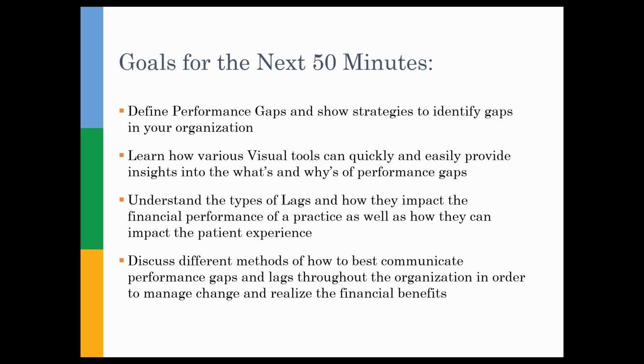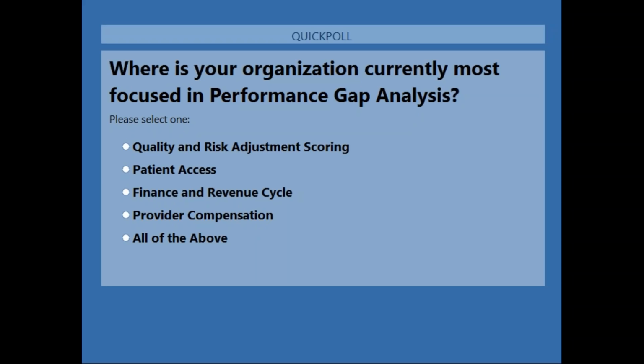So before we dig into the webinar, we'd like to take a quick survey of those of you who are joining us today. So if you could just pull up this survey, what we want to look at are your individual organization. Where are you most focused in looking at performance gaps? Is it in quality and risk adjustment scoring? Is it patient access, revenue cycle, or physician compensation, which we're seeing a lot more going on with some of our clients?